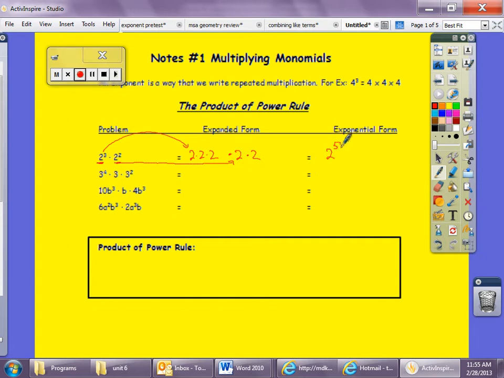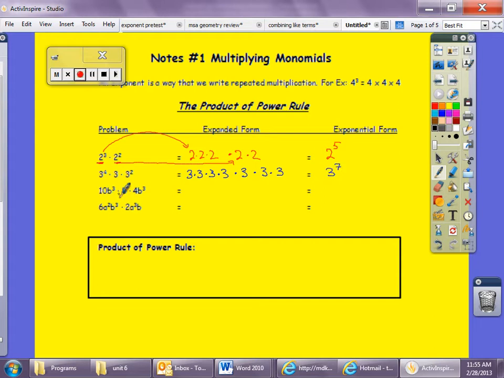And if we look at the next one, if we want to expand this, it's going to be 3 times 3 times 3 times 3, 3 to the fourth. Then we just have a 3, and then 3 squared is times 3 times 3. Now we have all 3s, so if we count them, we have 1, 2, 3, 4, 5, 6, 7. Repeated multiplication, that would be 3 to the 7th power.